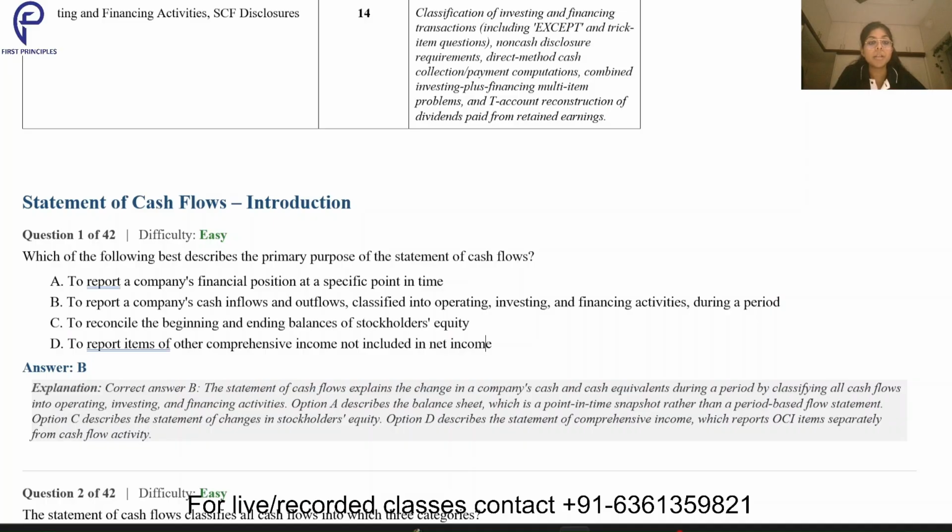Then option C, to reconcile the beginning and ending balances of stockholders' equity. That is to reconcile the balance of the stockholders' equity. So this will go under the statement of changes in stockholders' equity, not in the statement of cash flows. And option D, to report the items of other comprehensive income not included in the net income. This is a part of the statement of comprehensive income. So very clearly, option B is the correct answer.